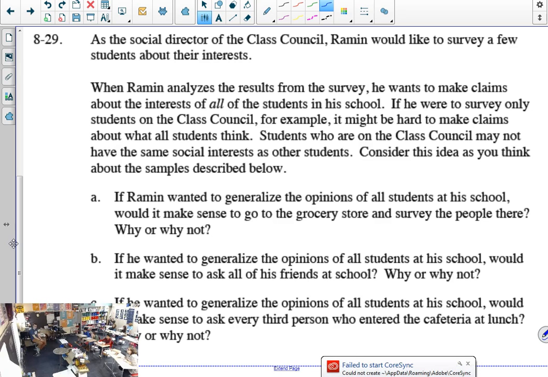So check this out. If Raman wanted to generalize the opinions of all students in his school, would it make sense to go to the grocery store and survey the people there? Would it make sense to ask all of his friends at the school? Would it make sense to ask every third person who went to the cafeteria? Take a minute, talk with your teammates. What would you choose, and what is your reason?